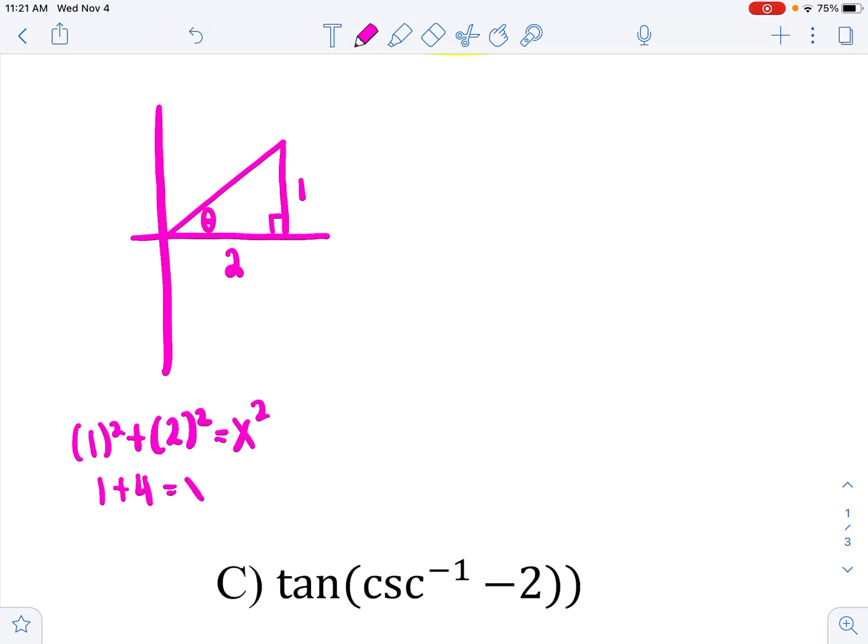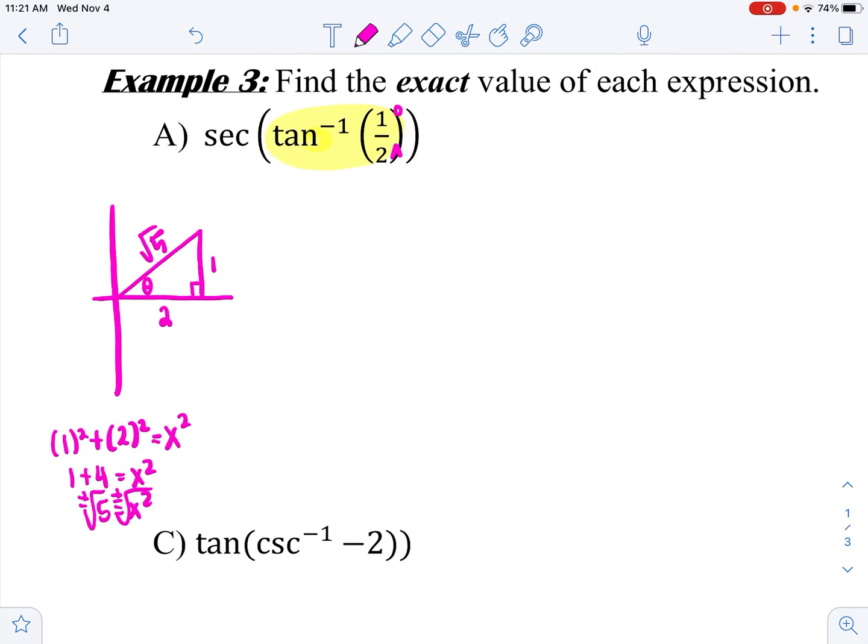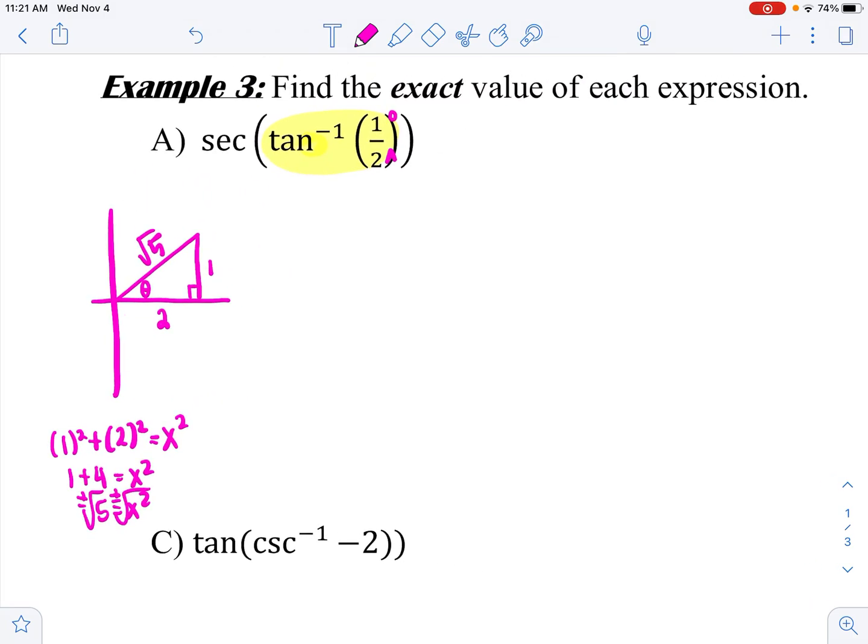1 squared plus 2 squared equals x squared. That's 1 plus 4 equals x squared. 5 equals x squared, and then square root, plus or minus. So I have x equals positive or negative root 5, and now I have to decide which one it is. Hypotenuses are always positive, so root 5.